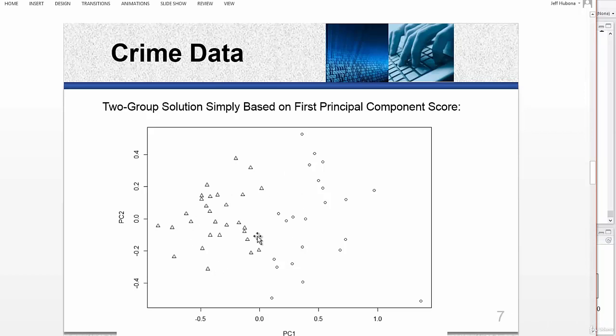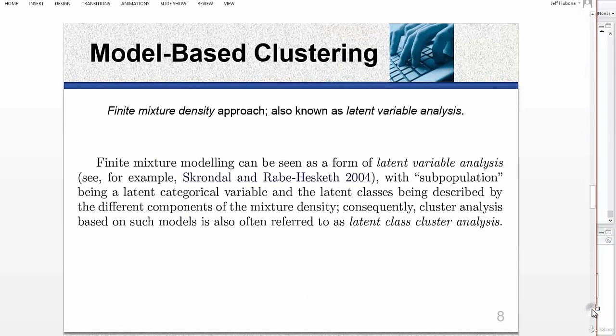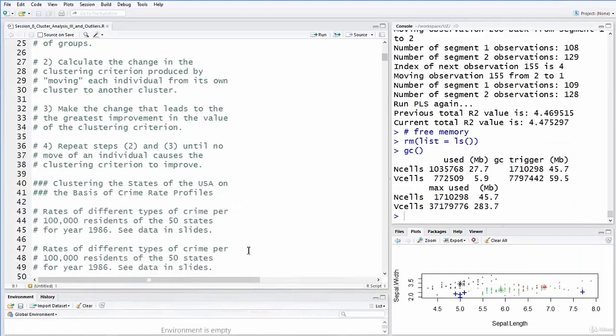Okay, so this is just another visual approach, which is just kind of a check on your solution. There's no cookbook. There's no recipe that will lead you to the very best solution. So anyway, let's take a look at that, and then we'll come back to model-based clustering.